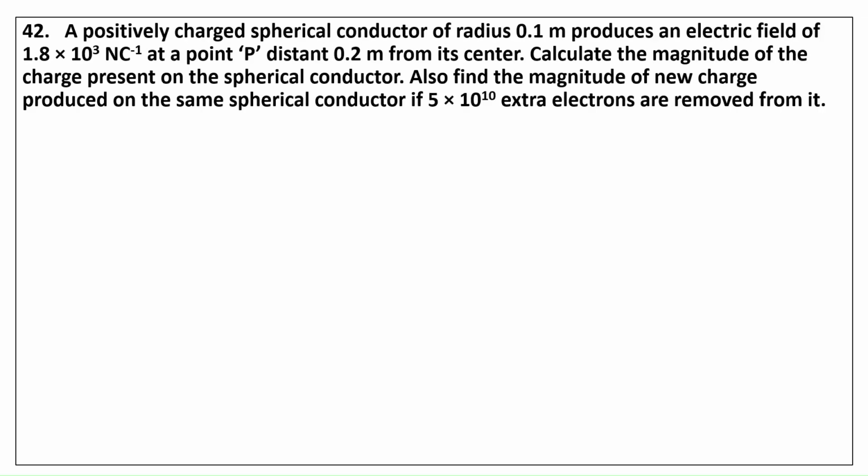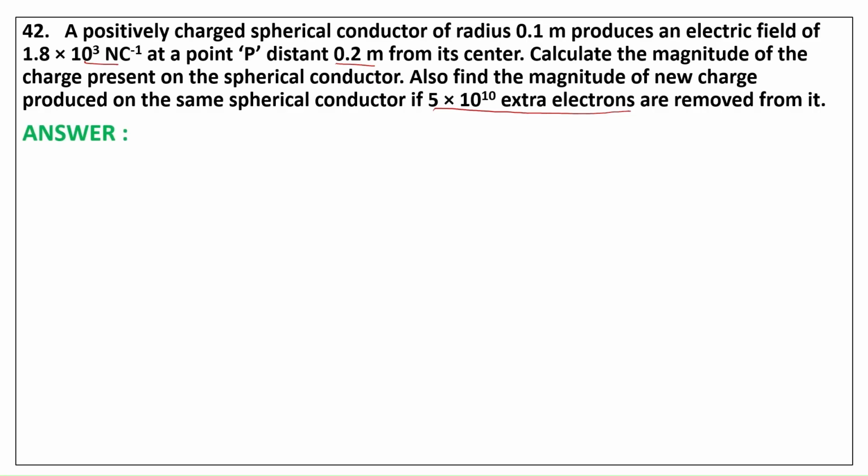Question number 42. A positively charged spherical conductor of radius 0.1 meter produces an electric field of 1.8 into 10 to the power 3 Newton per coulomb at a point P, distance 0.2 meter from its center. Calculate the magnitude of the charge present on the spherical conductor. Also find the magnitude of new charge produced on the same spherical conductor if 5 into 10 to the power 10 extra electrons are removed from it.